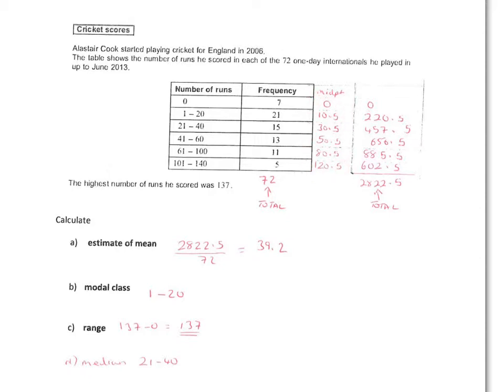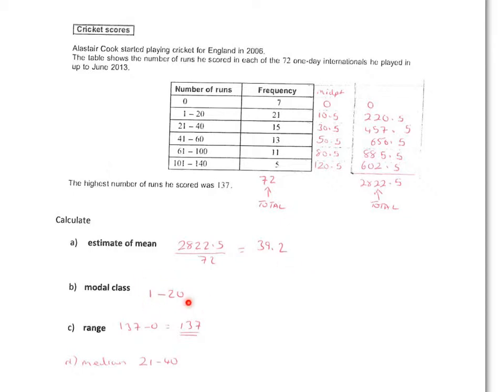This column is filled in by doing the midpoint times the frequency. So frequency number times the midpoint gives these numbers over here. They then need to be added together to get a total. The frequency numbers need a total, which should be 72. And then you divide this total by this total over here, to give a final answer for an estimate of the mean, which has been rounded to 1 decimal place.